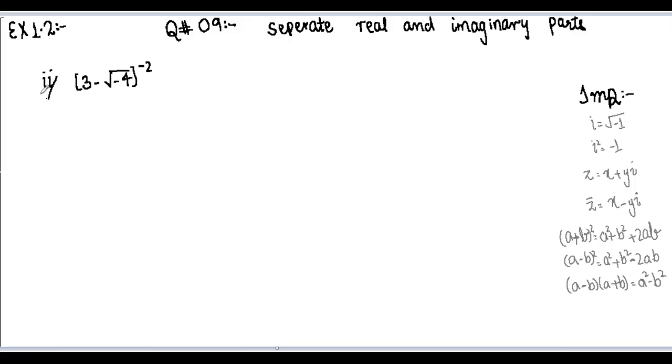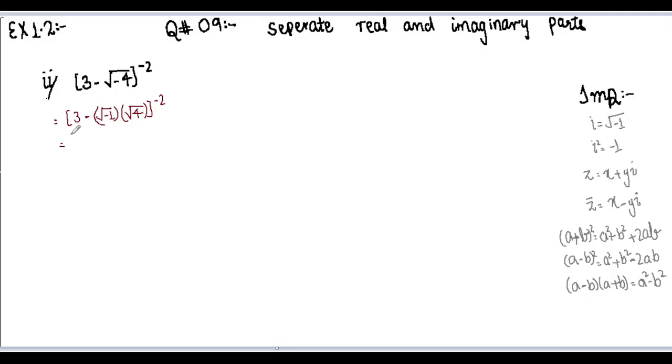Now the second part of question number 9 says (3 minus square root of minus 4) whole raised to the power minus 2. So first of all we are going to solve this thing, and then we are going to remove the negative sign of the power. So we get 3 minus square root of minus 1 multiplied by square root of 4. We can write it like this now. You know why? Because we have just divided this square root into these parts, square root of minus 1 and square root of 4.